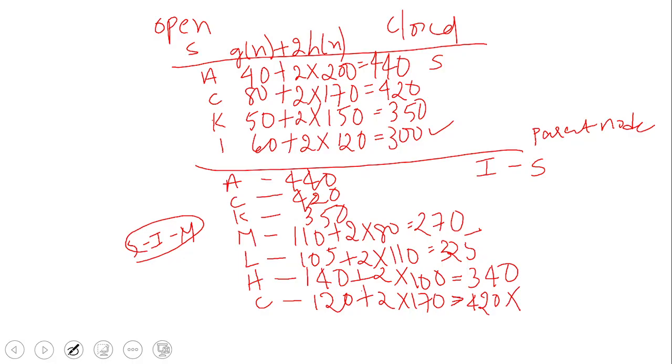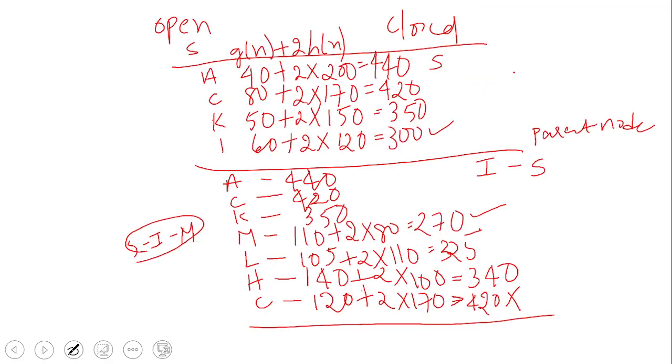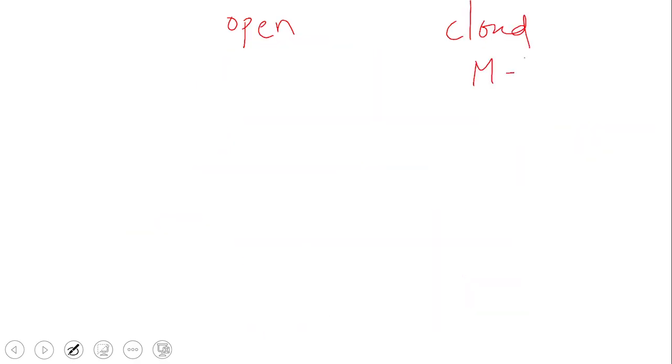Okay. So now which is having the minimum value among this one? M is having the minimum value. Now move M to the closed list. So open and closed list. Now we are moving M to the closed list. Parent of M is equal to I.